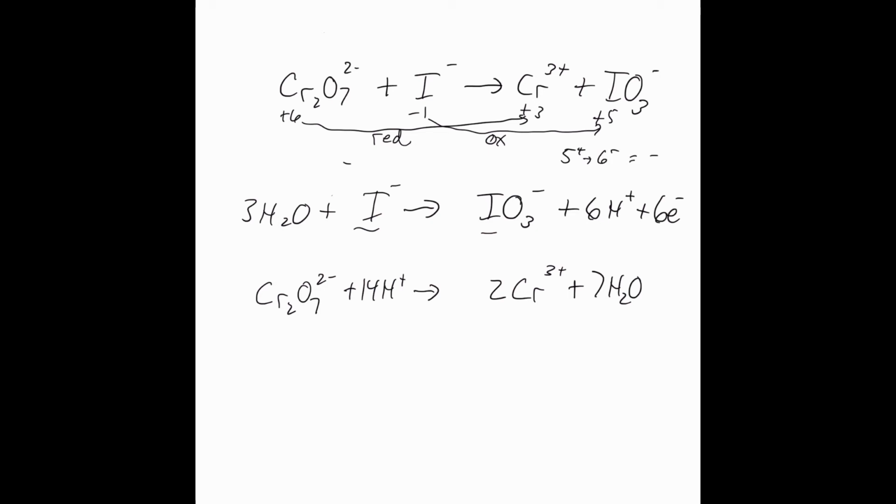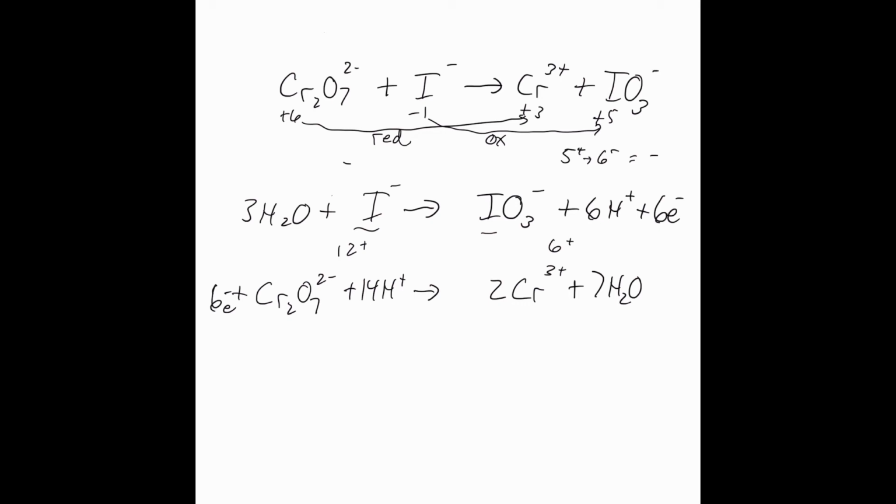Now if we look at the next one, this is 2 minus plus 14 plus, so that's 12 plus. And then this one is 6 plus. So we would add, and you may not be able to see this, 6 electrons to that side. So now we have both of them balanced for charge.